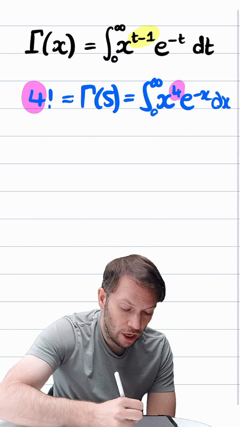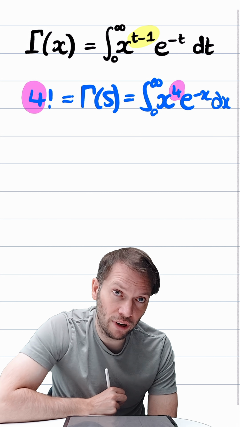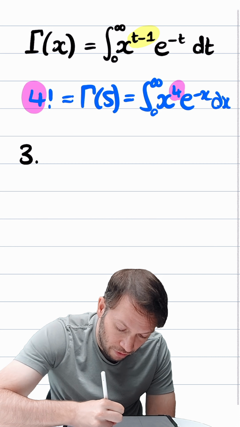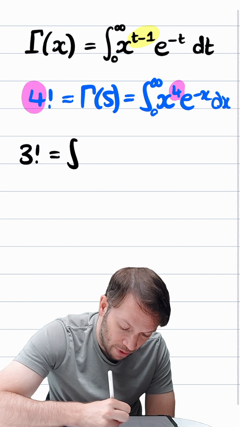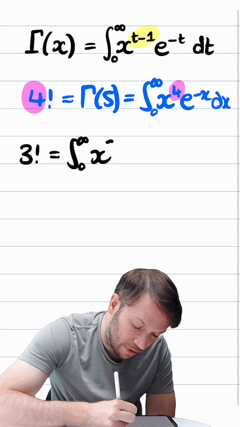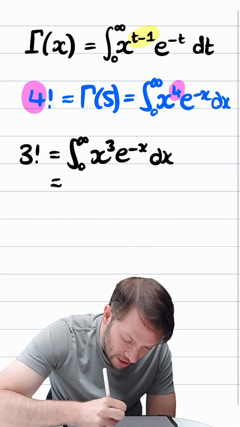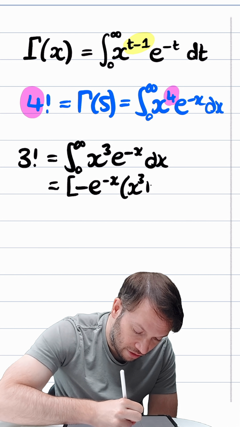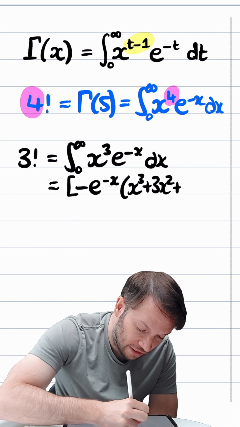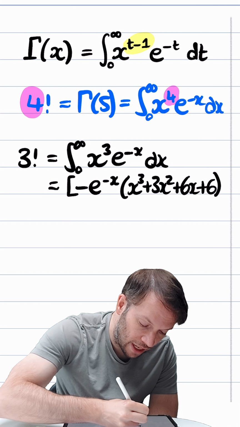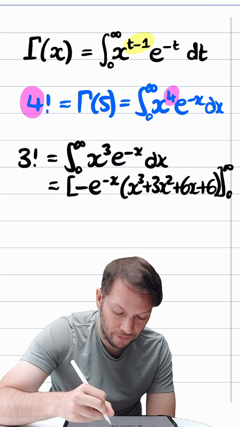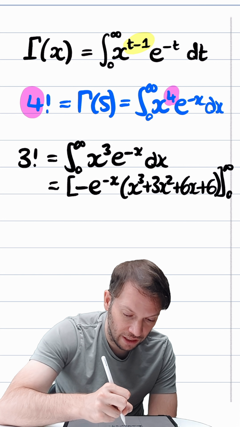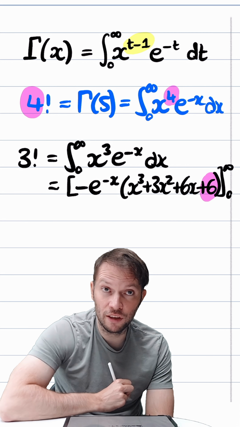Now, long story short, you could evaluate this integral by using integration by parts, which you might have learned before. But it turns out if we do, say, for example, 3 factorial, which is the integral between 0 and infinity of x cubed e to the minus x dx, you end up with this, minus e to the minus x times (x cubed plus 3x squared plus 6x plus 6), evaluated between infinity and 0. Now, it turns out when you sub in these bounds of infinity and 0 into this, you'll just end up with only this last number here.